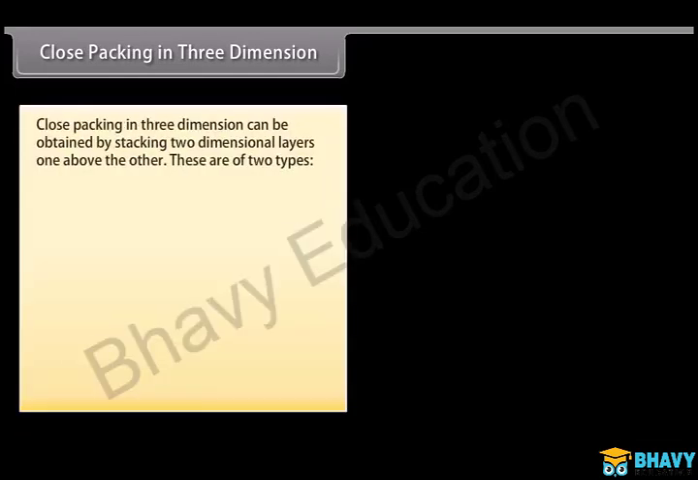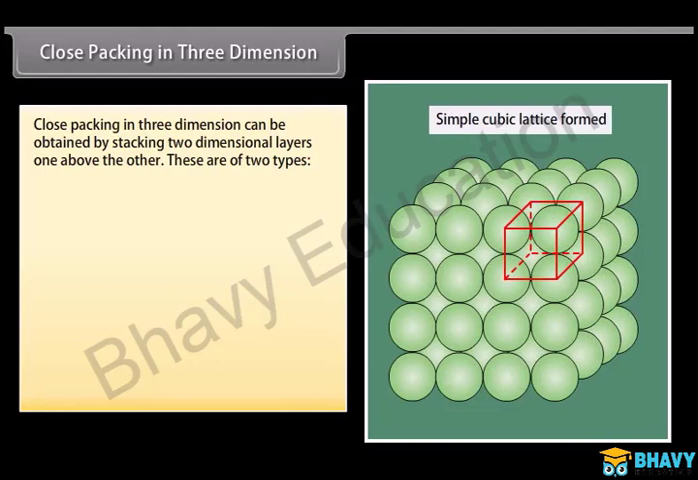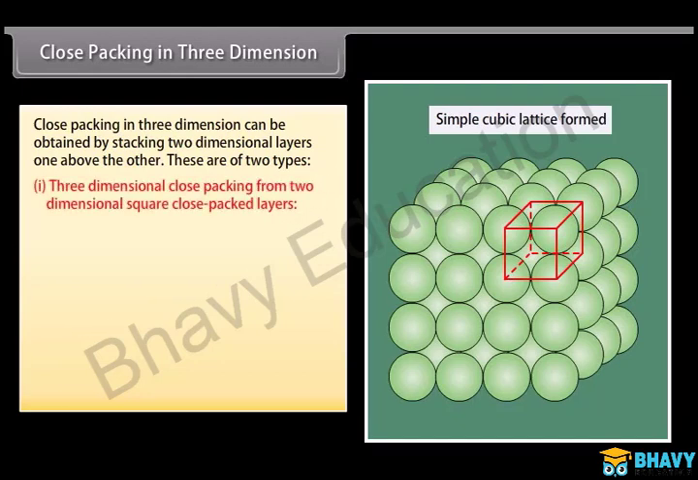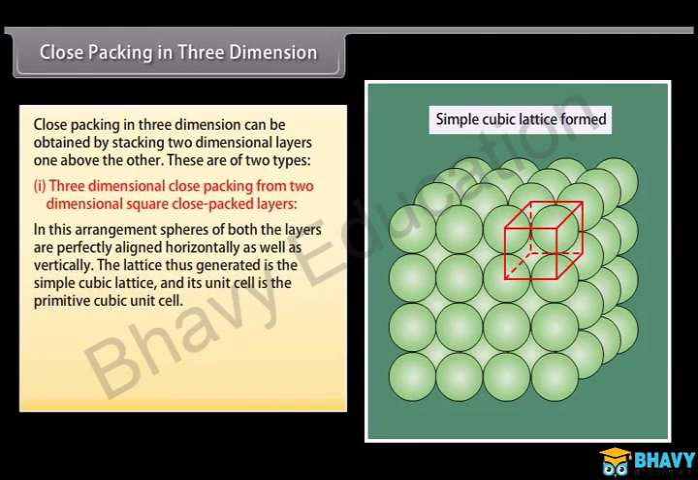3. Close packing in 3 dimensions. Close packing in 3 dimensions can be obtained by stacking 2-dimensional layers one above the other. These are of 2 types. 3-dimensional close packing from 2-dimensional square close packed layers: in this arrangement, the spheres of both the layers are perfectly aligned horizontally as well as vertically. The lattice thus generated is the simple cubic lattice, and its unit cell is the primitive cubic unit cell.